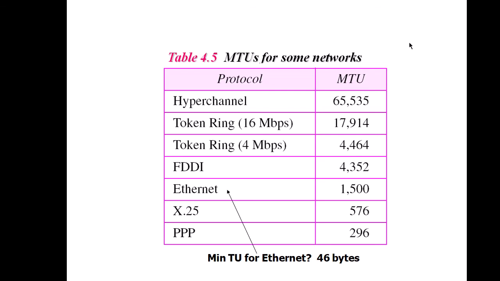And Ethernet has a maximum transmission unit of 1500. The point-to-point protocol (PPP) has to be under 296. Something called a hyperchannel has an MTU of around the order of 65,000, and so on.